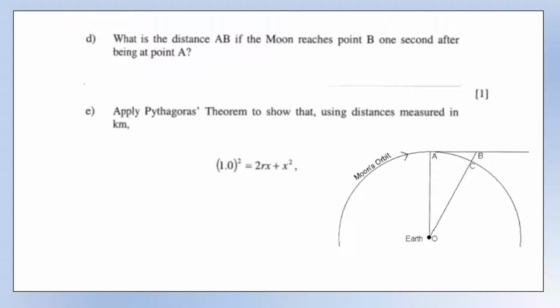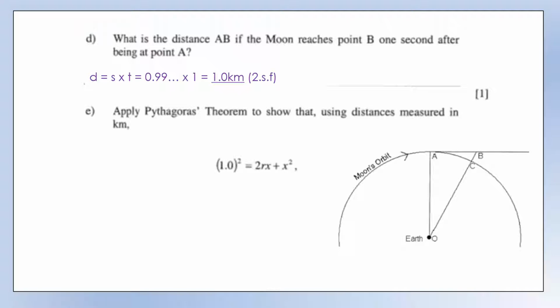Okay, so what is the distance AB if the moon reaches point B 1 second after being at A? So if we assume the speed to be constant, we can just do distance is speed times time. So after 1 second, it's going to have travelled a distance of 1 kilometre. That makes sense. Apply Pythagoras' theorem to show that using distances measured in kilometers, we get this relationship here.